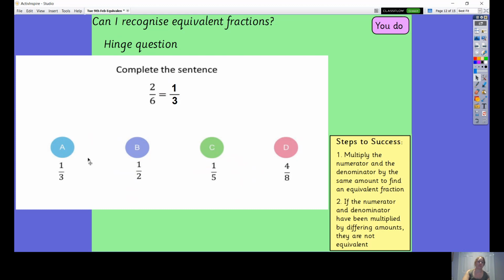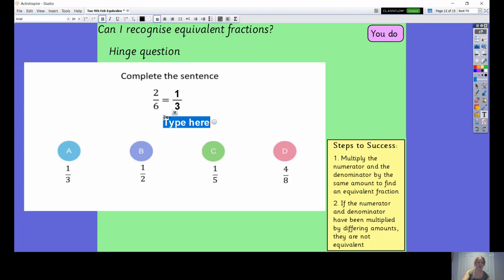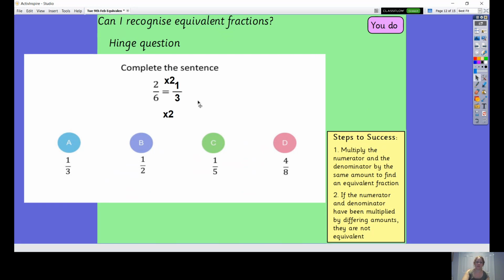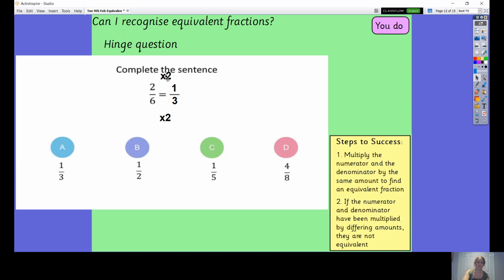So if we put 1/3 up here, 1 times 2 is 2. And then 3 times 2 is 6. Okay, so those are both multiplied by the same number. They're both multiplied by 2. So we can see that those must be equivalent fractions.